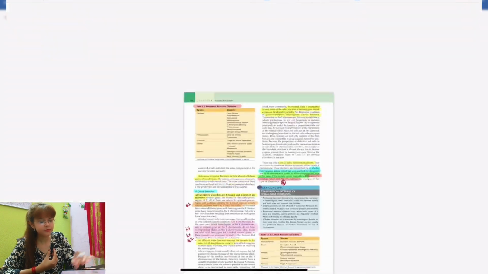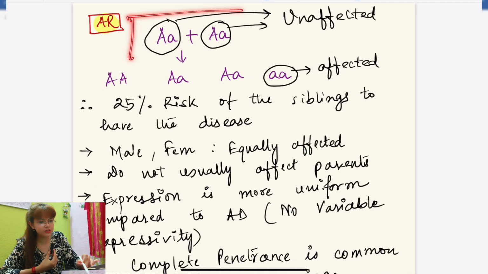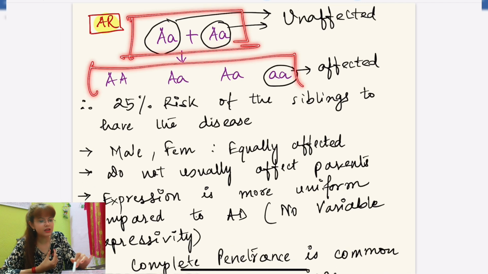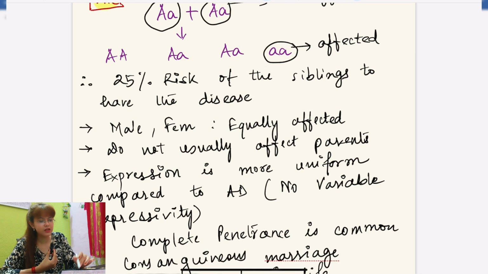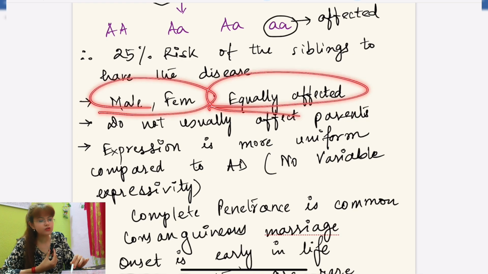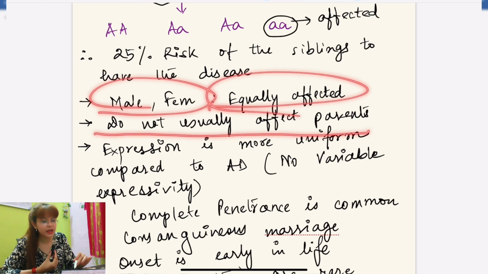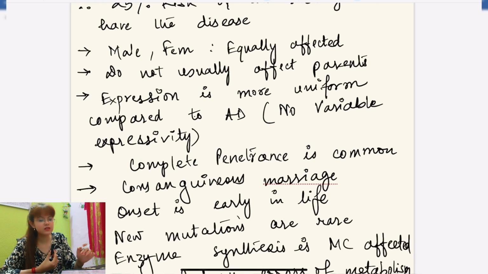Okay. So let's come to this pedigree chart now. As I've told you, this is how it is formed, and this is the pedigree chart where you see only 25% of the children getting affected. So 25% risk of the siblings to have the disease. Males and females are equally affected, and it does not usually affect the parents. Expression is more uniform compared to autosomal dominant. There is no variable expressivity.